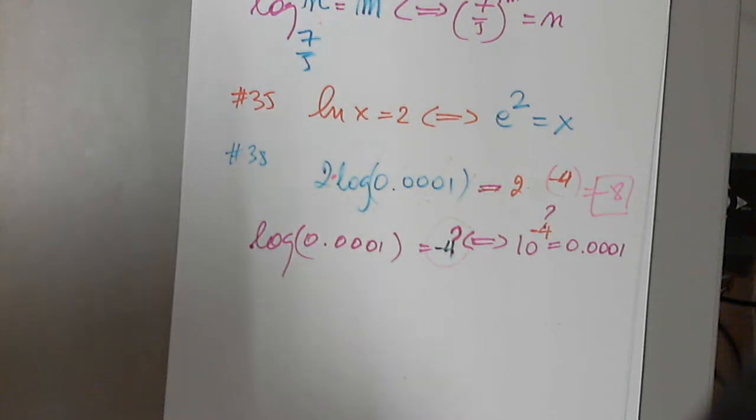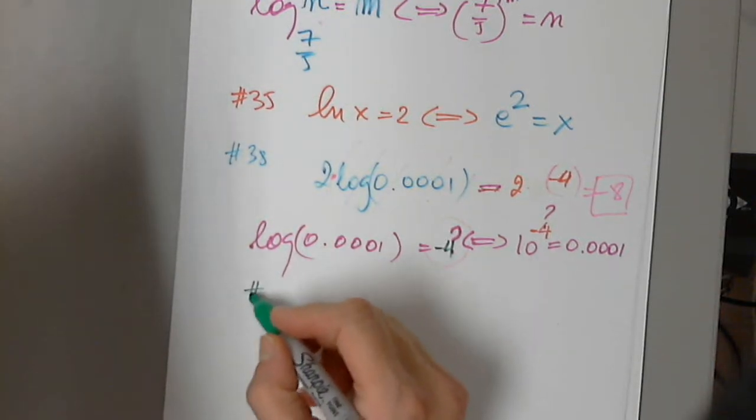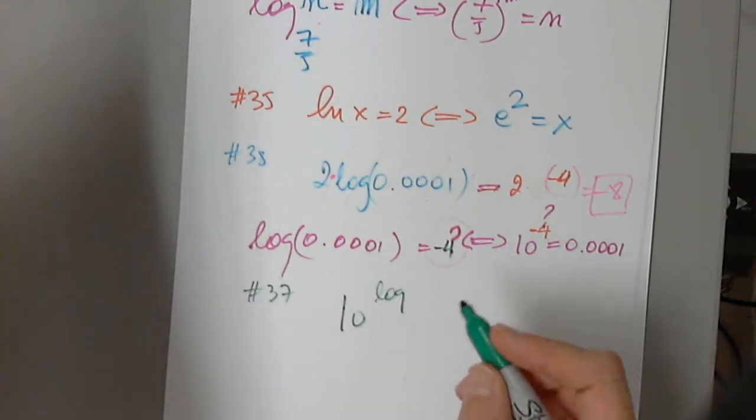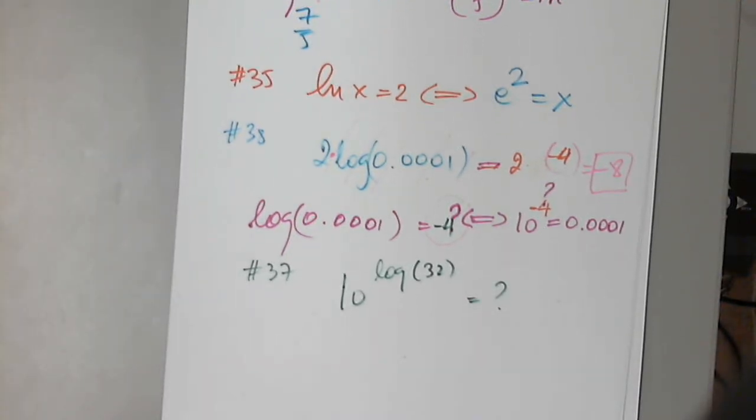Okay. What about this one? We have not talked about this property. 37. So 10 raised to log 32. This is another property of the exponential and log that no other function has. Yes, the answer is 32.